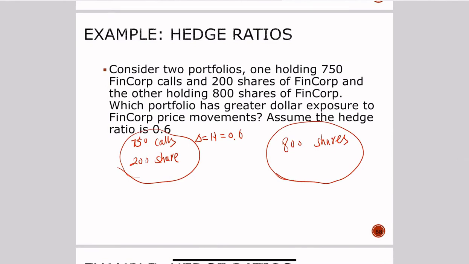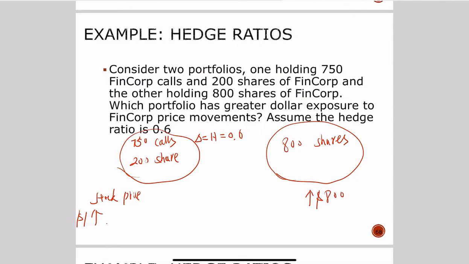Let's assume the stock price increases by $1. And let's see by how many dollars our portfolio's value will change. So let's look at the simple case first, the second portfolio. If you have 800 shares, and for each share the price increases by 1, then pretty obvious, the total value of the portfolio will increase by $800.